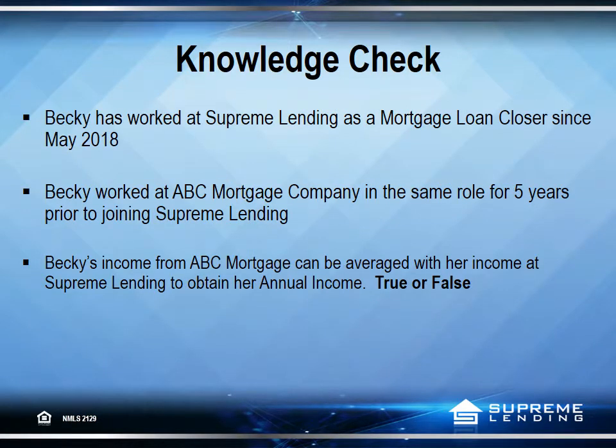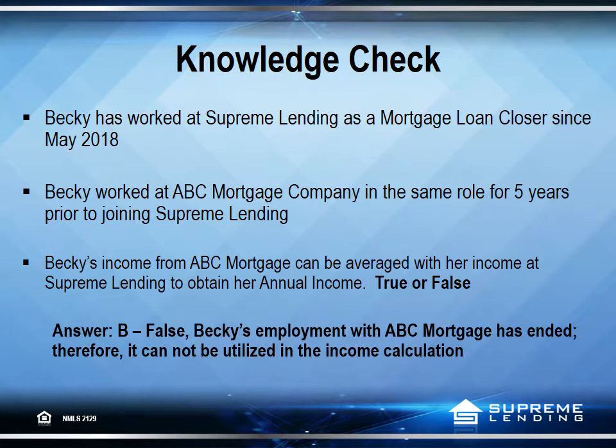Let's do a few knowledge checks. Becky has worked at Supreme Lending as a mortgage loan closer since May 2018. Becky worked at ABC Mortgage Company in the same role for 5 years prior to joining Supreme Lending. Becky's income from ABC Mortgage can be averaged with her income at Supreme Lending to obtain her annual income. True or false?